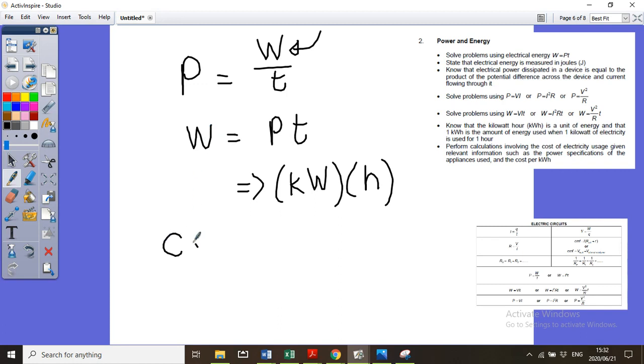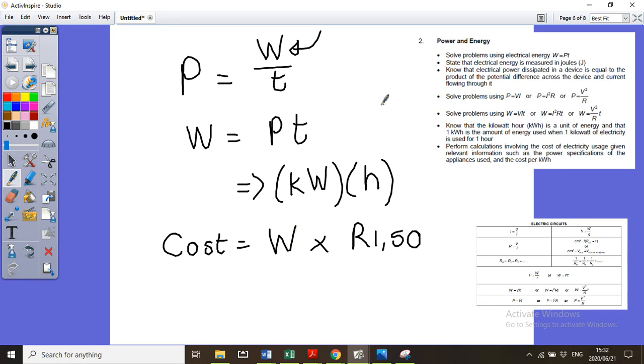So if you want to know what the cost is, you have to say, okay, I need to pay for all the energy that I've used, and I need to pay the amount specified on your bill. Say you're paying R1.50 per kilowatt hour, so you have to times that by R1.50 to get your cost.